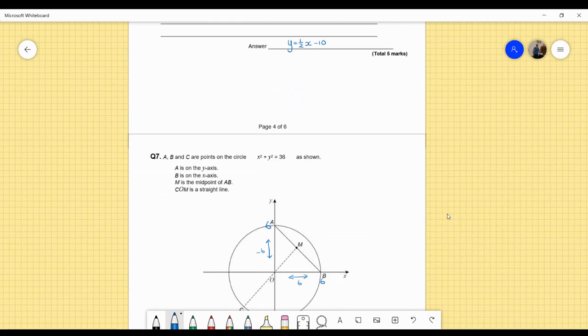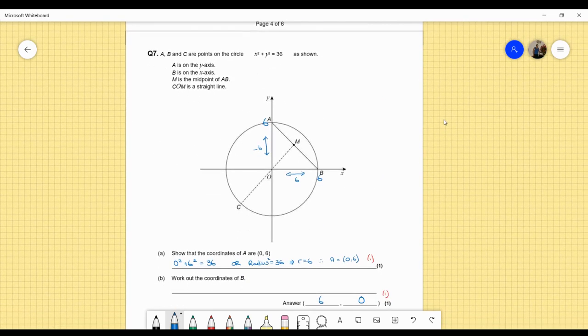And then we've got one further question to have a look at, which is question 7. So A, B, and C are points on the circle x squared plus y squared equals 36 as shown. We know A is on the y-axis, B is on the x-axis, M is the midpoint of AB, and COM is a straight line. Part A showed that the coordinates of A are 0, 6.